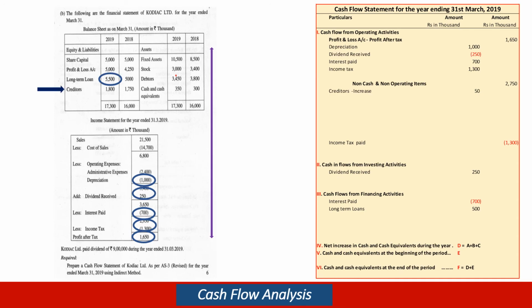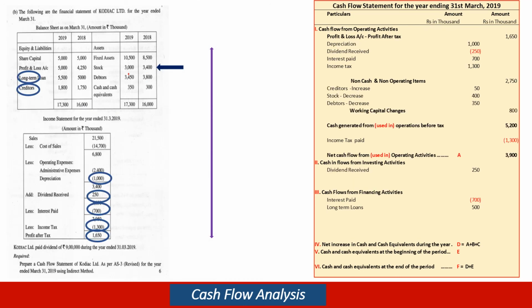Then take creditors. Creditors come under working capital. Working capital will form a part of operations. Last year we had 1,750. This year 1,800 means we got extra cash flow of 50 additional. Add it here.